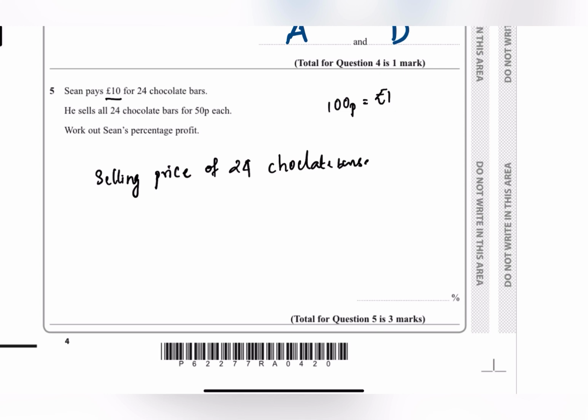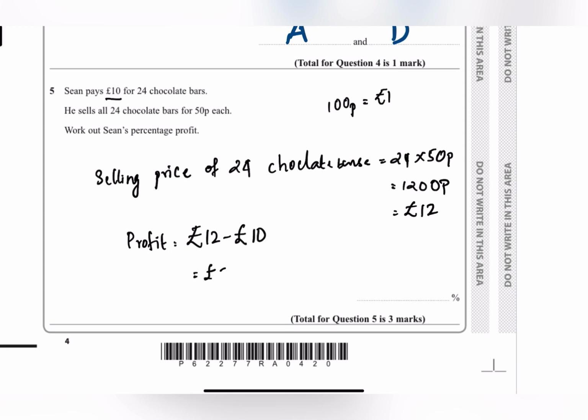The selling price will be 24 times 50 pence. That is going to be 1200 pence. So the selling price of 24 chocolate bars in this case will be 12 pounds. So the profit will be 12 pounds minus 10 pounds. So that's going to be 2 pounds.